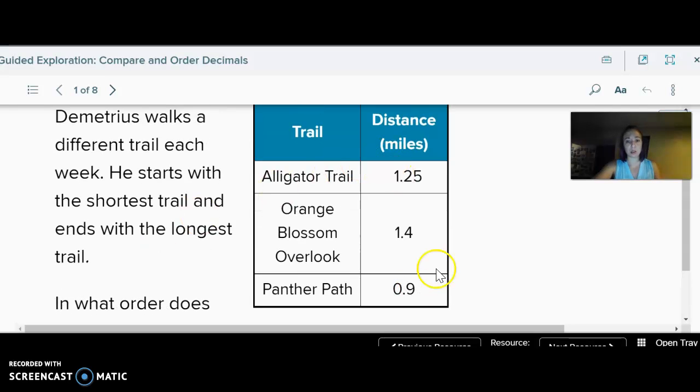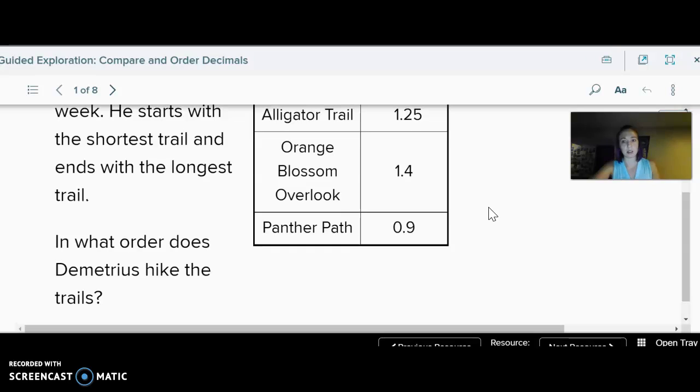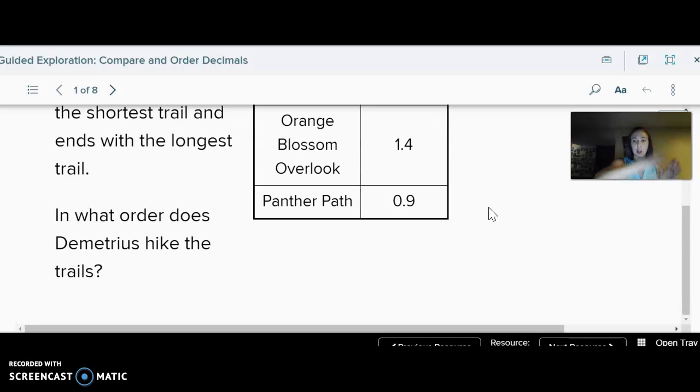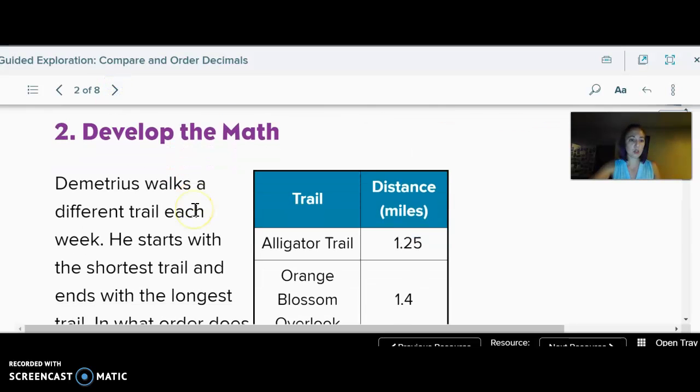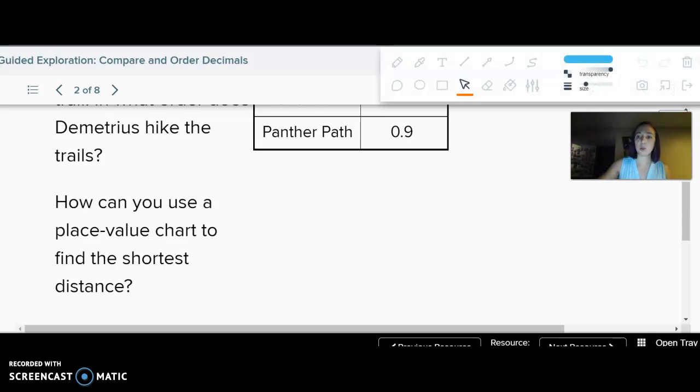Okay, so if we have these three numbers, how can we figure out them shortest to longest? One thing I'll point out is make sure you know if they're asking for smallest to biggest or biggest to smallest. Greatest to least, least to greatest. Which way they are asking, that's important. So, one strategy is to use a place value chart. So go ahead, write that in your notes.